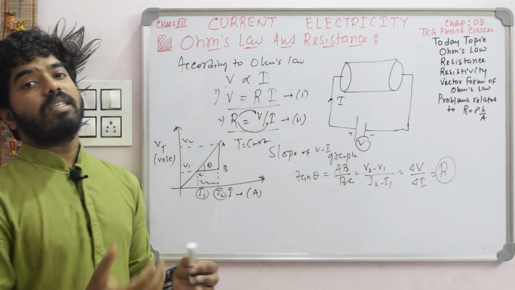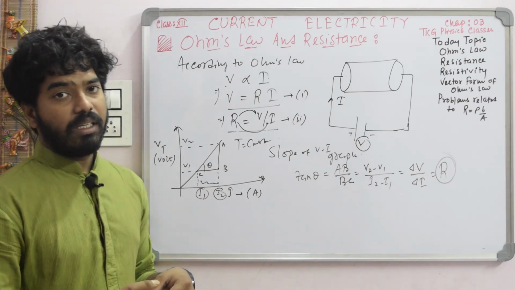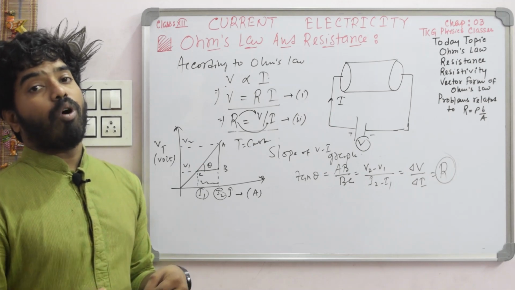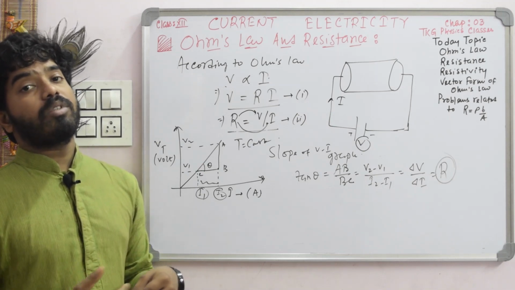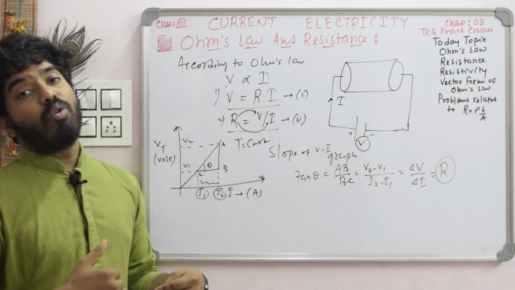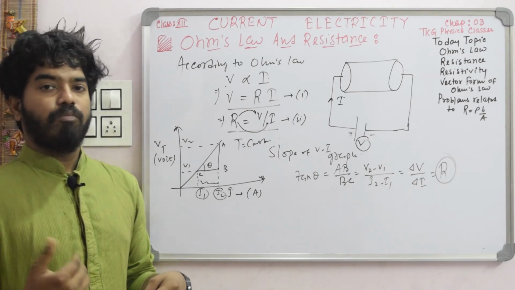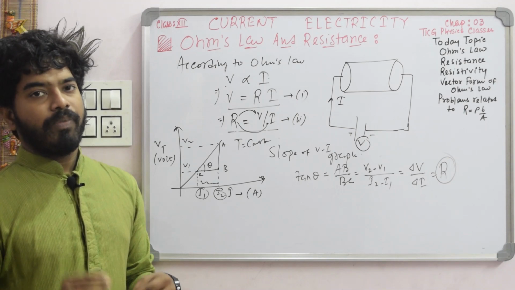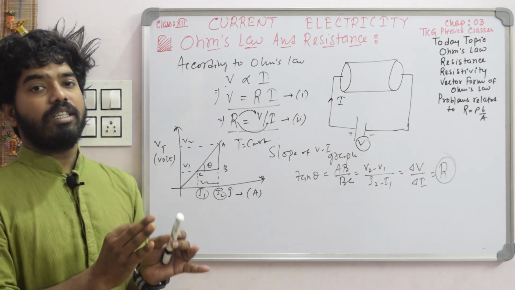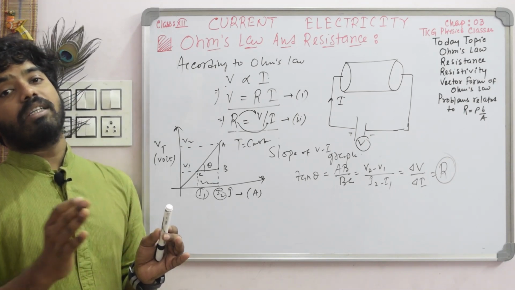Also you can say resistance is a property of a material, a property of a conductor which opposes the flow of current. More the resistance, less the current. Less the resistance, more the current. So the main part of resistance is that it opposes the flow of electric current.